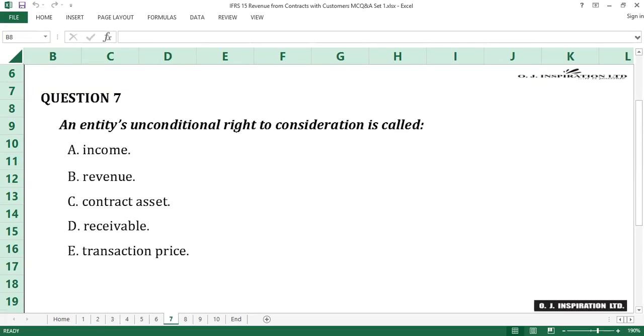Question number 7. The answer to question number 7 is D, receivable. A receivable is an entity's right to consideration that is unconditional. A right to consideration is unconditional if only passage of time is required before payment of that consideration is due. D is the answer to question number 7.